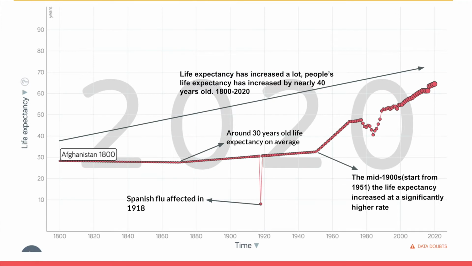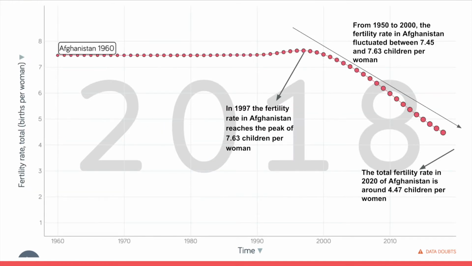Overall life expectancy has increased a lot. People's life expectancy has increased by nearly 40 years. Life expectancy is affected by war and disease. It dropped from 30.5 to 88 years during the Spanish flu and was around 40 years during the 1970s to 90s. The declining fertility rate in Afghanistan is due to political and cultural shifts and wars which have been occurring.